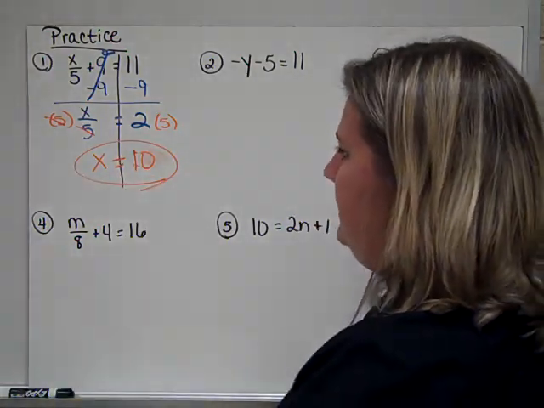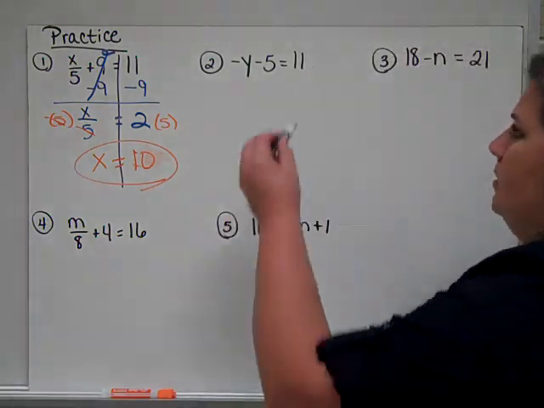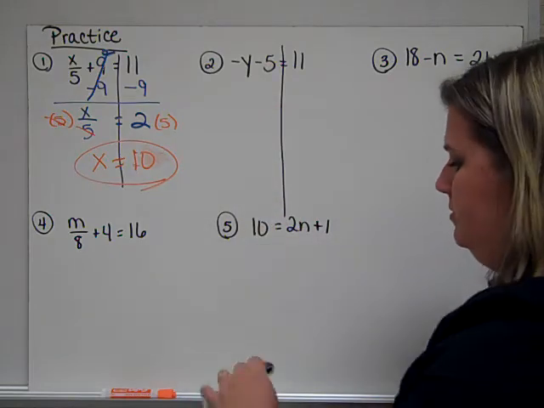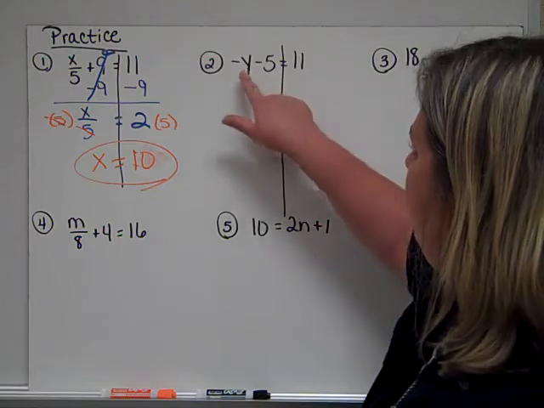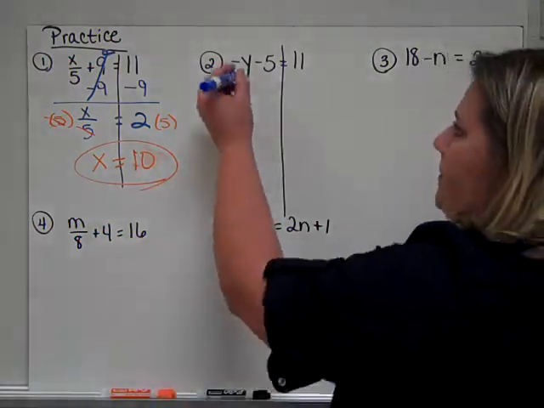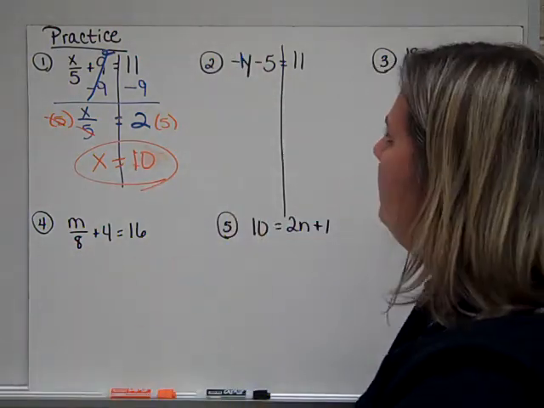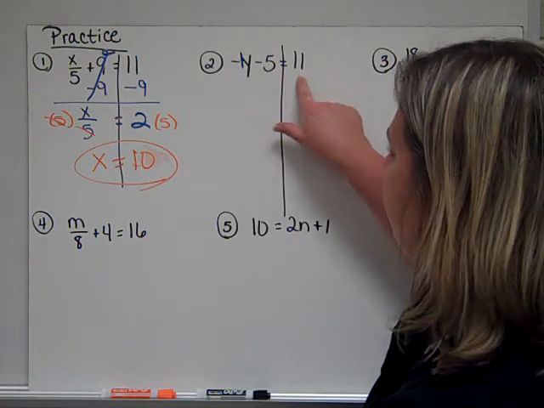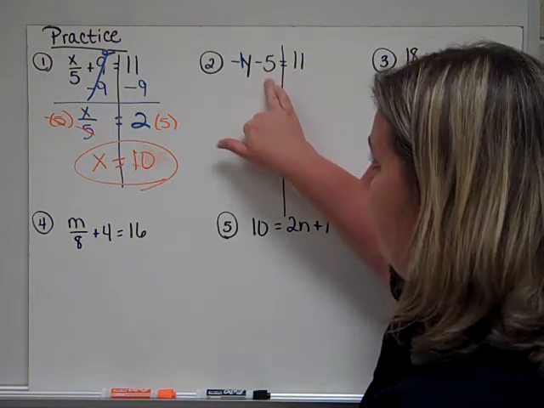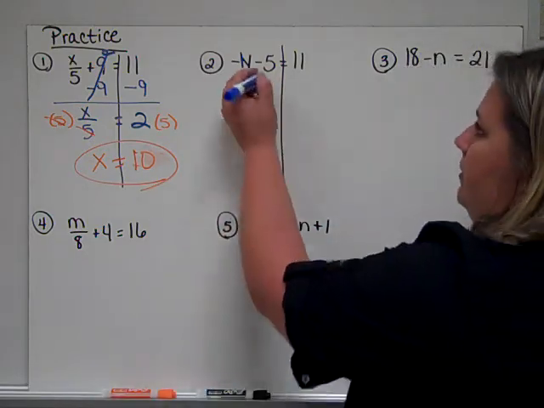All right, again, on example number 2, let's draw the river. And I have negative y, that's a negative 1y. Make sure you know that there's an understood 1 sitting there, but it's negative. So negative 1y minus 5 equals 11. What am I adding or subtracting here? Well, I'm subtracting 5. So to get rid of the negative 5, I need to add 5.